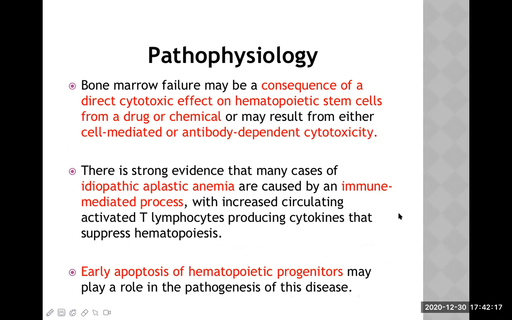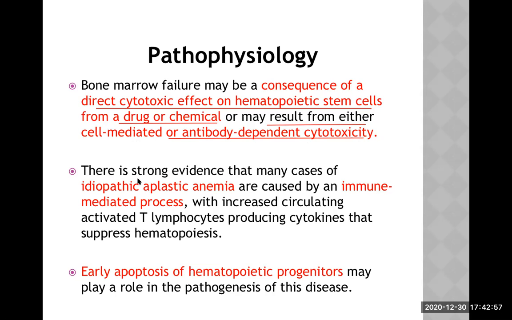Now, another part is pathophysiology. What is really happening inside the bone marrow? How is bone marrow getting suppressed? What is the mechanism? The bone marrow failure may be a consequence of a direct cytotoxic effect on the hematopoietic stem cell from a drug or a chemical, like alkylating agent, like benzene, like chloramphenicol, okay, like streptomycin, or it may result from either cell-mediated or antibody-dependent cytotoxicity. Cell-mediated means type 4 hypersensitivity reaction, and antibody-dependent cytotoxicity is type 2. So both of them may be involved there.